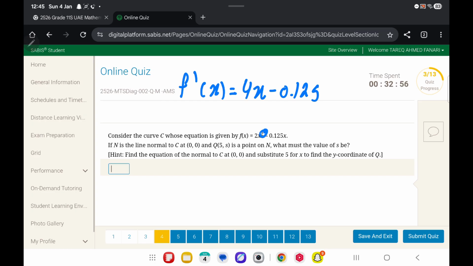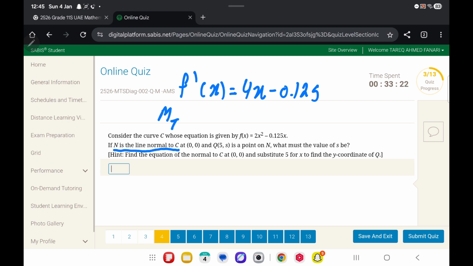If you don't remember, take the power down, multiply it, then subtract 1 from the power. Here, this is power 1, take it down, 0.125 times 1, 0.125, subtract 1 from 1, 0. So this is the derivative. Now, the slope of the tangent at C, right? Because they're telling me what the line normal to C is.